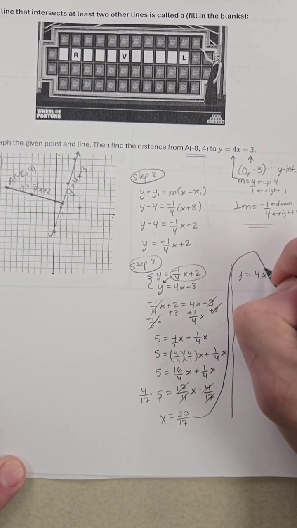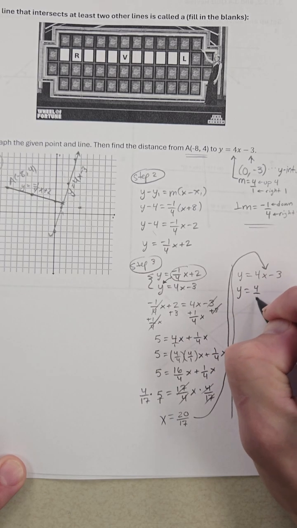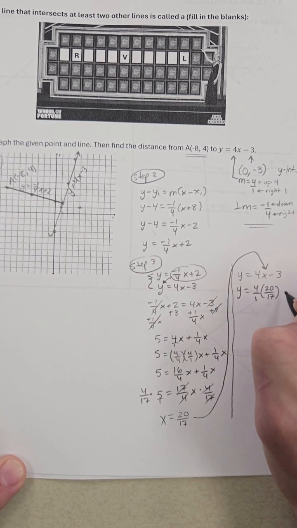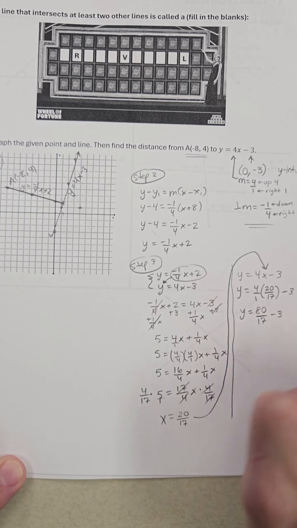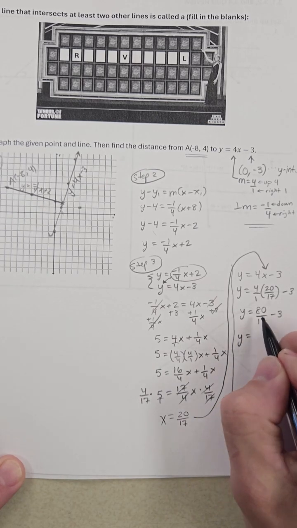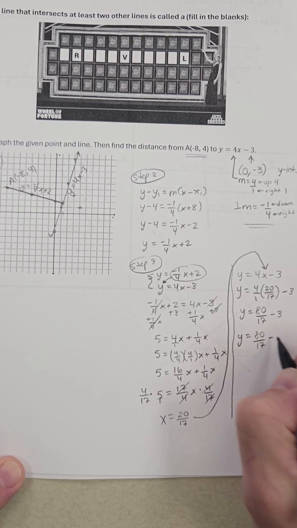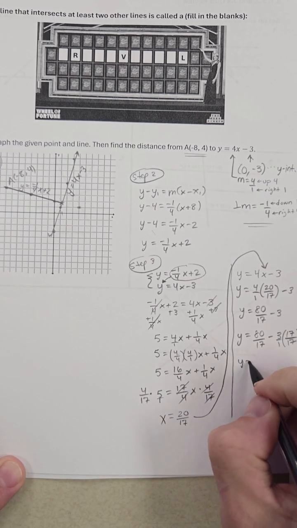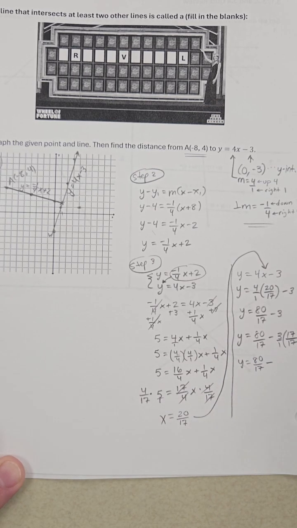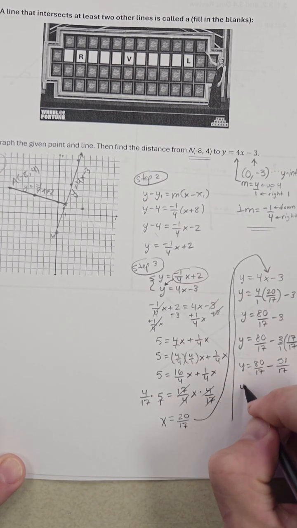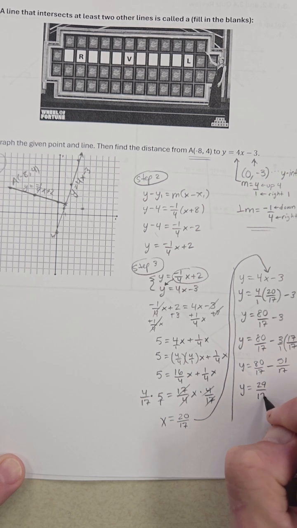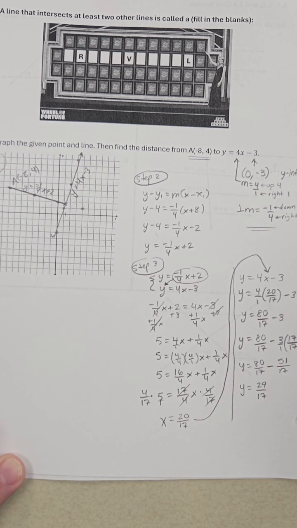Plugging 20/17 back in for x. I get y equals 4 or 4 over 1 times 20/17 minus 3. Multiply fractions straight across, 80/17 minus 3. And once again, I'm going to create a common denominator to add or subtract fractions. So that 3 is going to get multiplied by 17 over 17, or 3 over 1. Let's see, 17 and 3 is going to make 51. So y is 29/17. And 29/17, again, that's just a little bit more than 1.